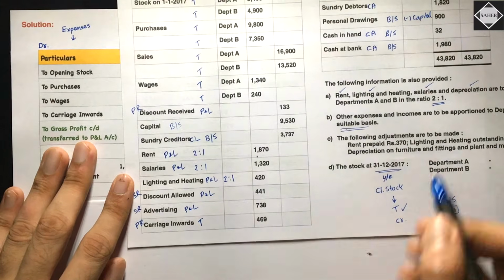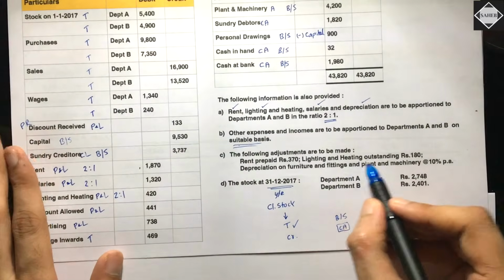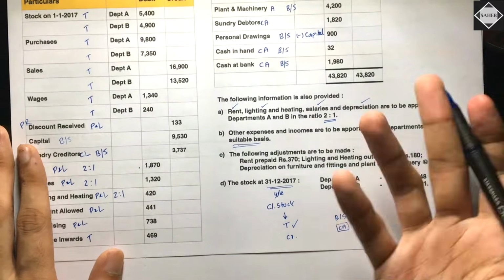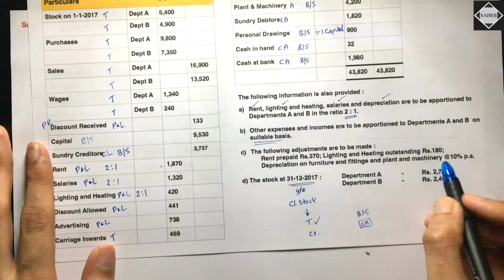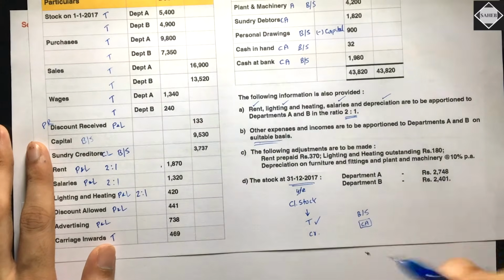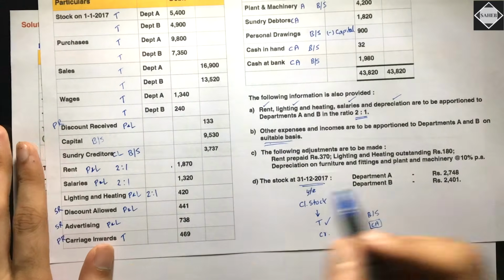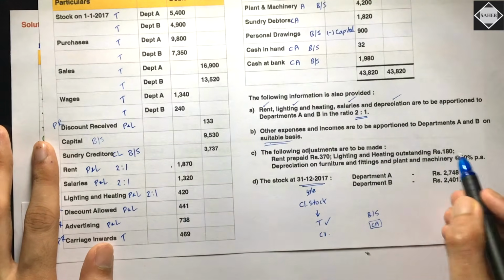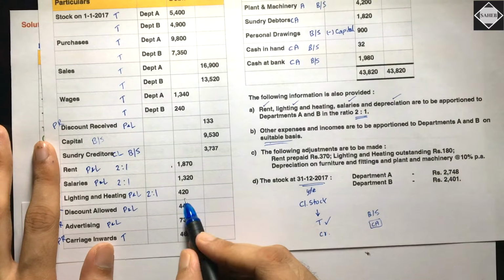That's fine, but there is an adjustment. What adjustment? Lighting and heating outstanding, they are saying 180. So what do we do with outstanding? What's the meaning of that? It means we haven't paid 180. We have still to pay. In the trial balance, how much is appearing? 420 is appearing. This is the expense. Now 180 extra they are saying, so 180 we will add.